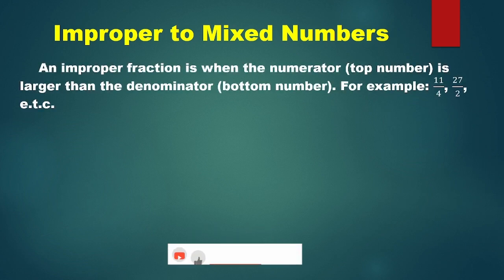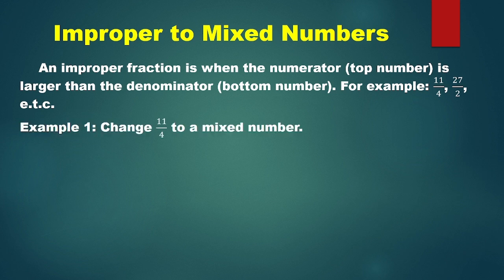An improper fraction is when the numerator, that is the top number, is larger than the denominator, that is the bottom number. For example, 11 over 4, 27 over 2, and so on are examples of improper fractions. Now, how do we convert an improper fraction into a mixed number?